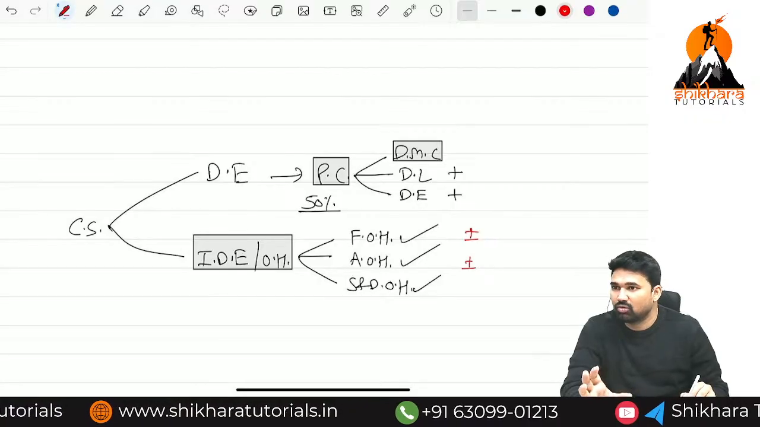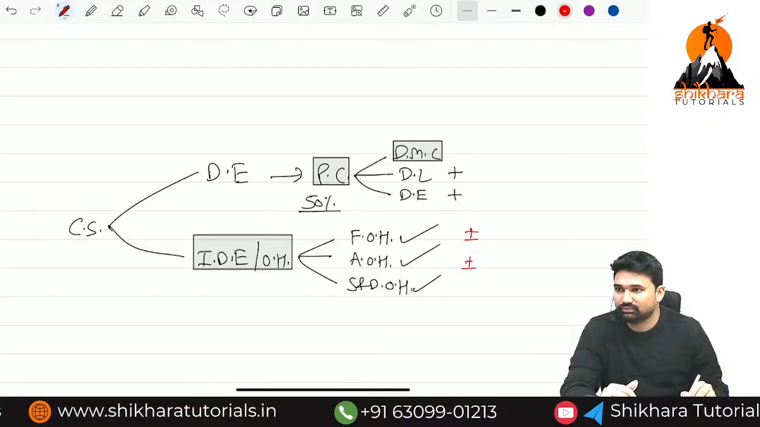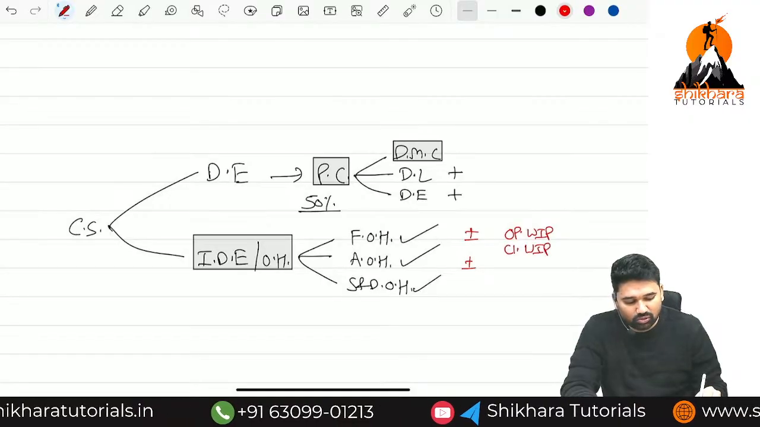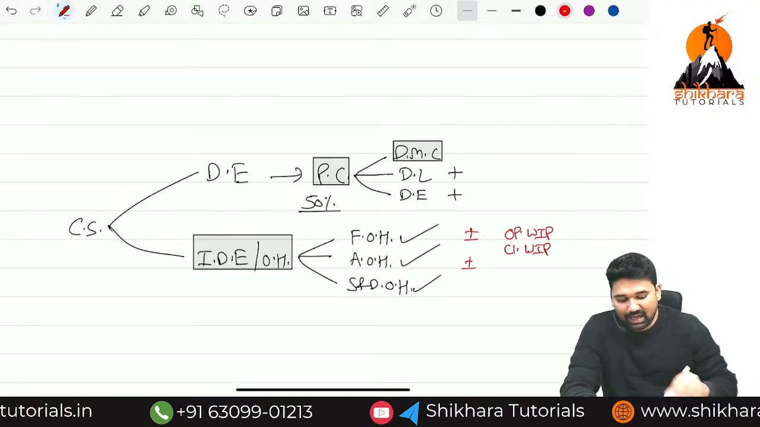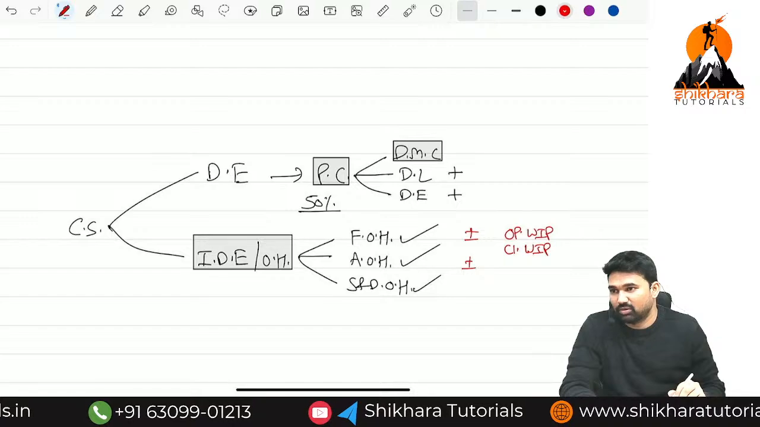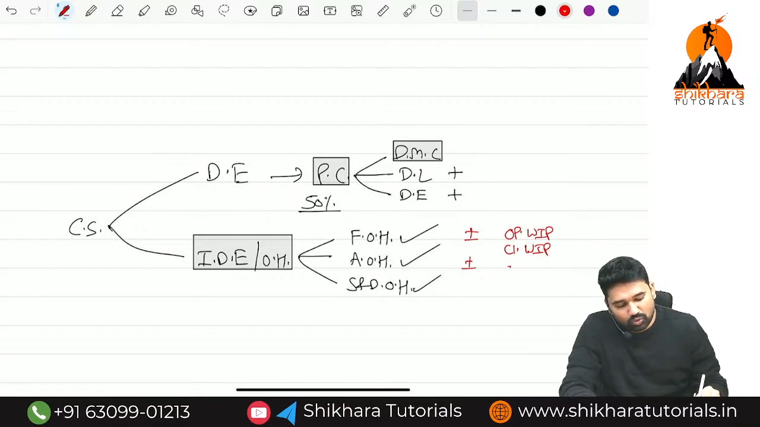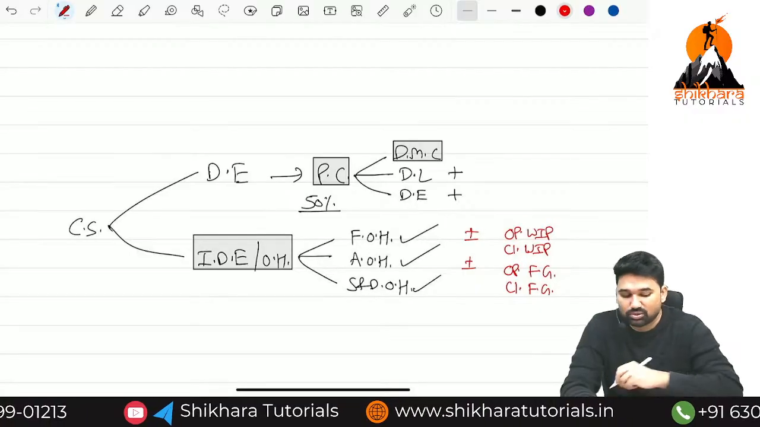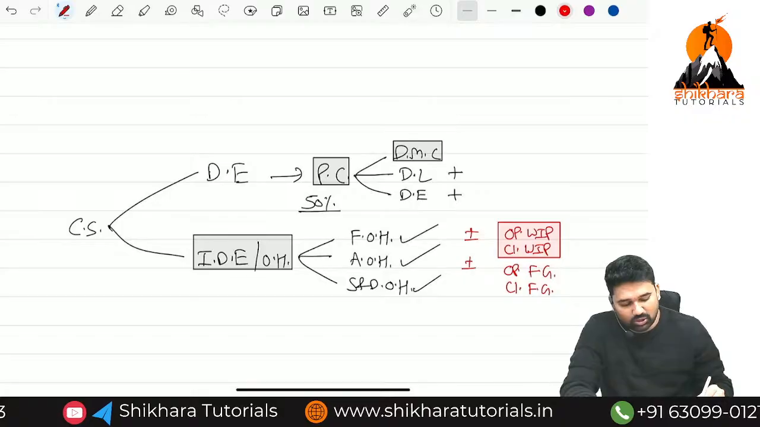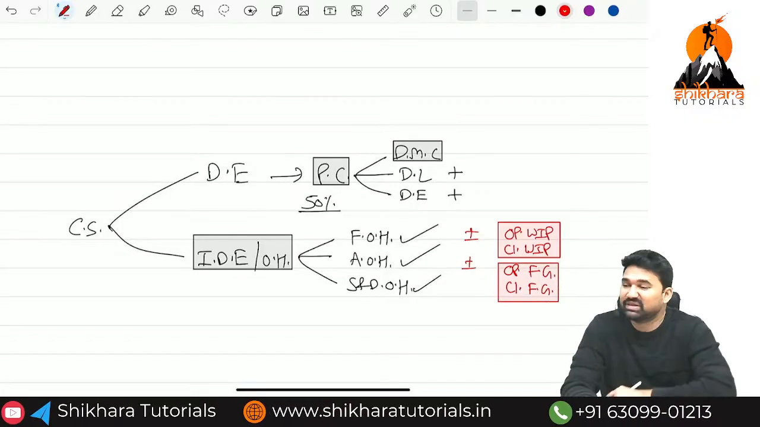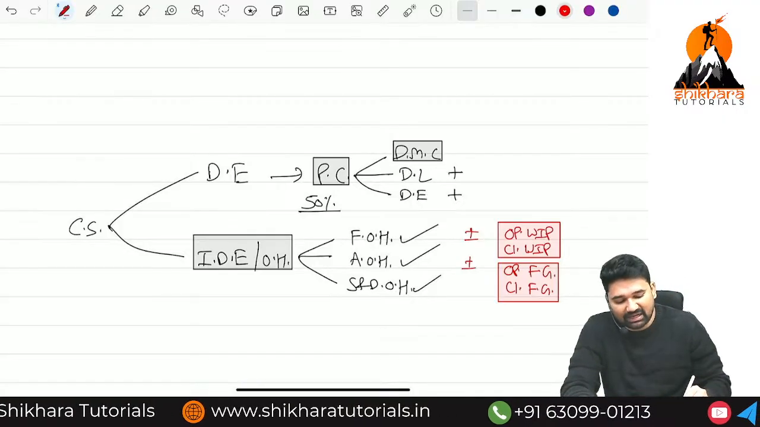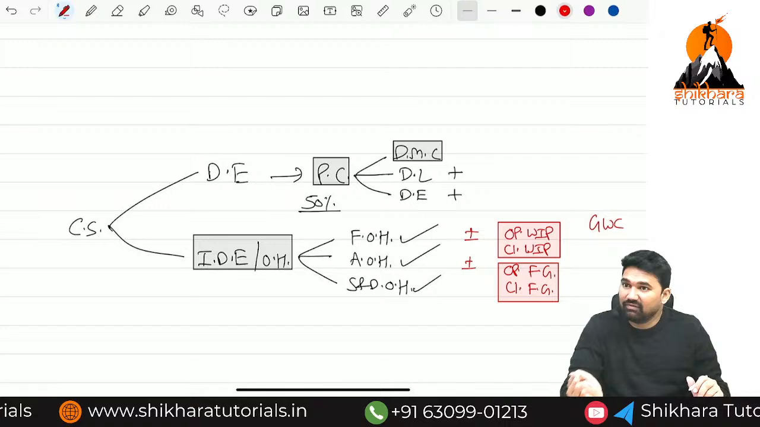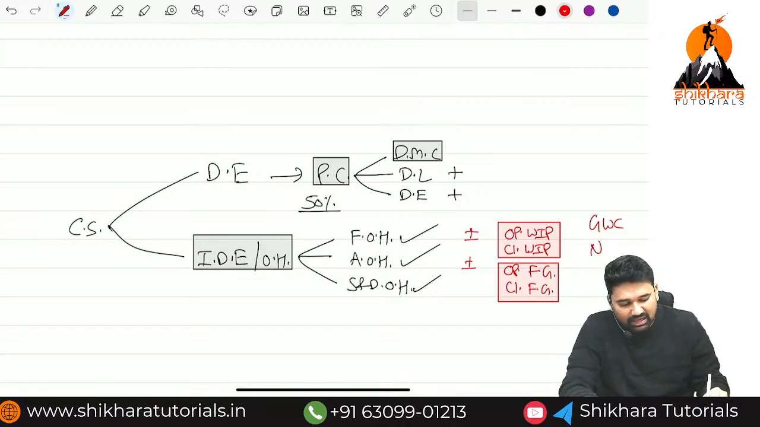Adjustment means we have to add something and deduct something. At factory overheads, what do we need to add and deduct? Opening work in progress we need to add, and closing work in progress we need to deduct. At administrative overheads, opening stock of finished goods we need to add, and closing stock of finished goods we need to deduct. These are the two adjustments. Before adjustment, the result at factory overheads is called gross works cost. After adjustment, the result is called net works cost.